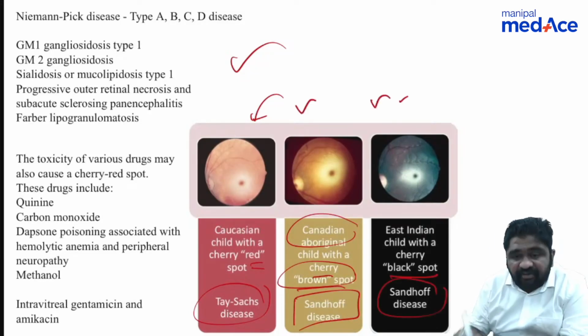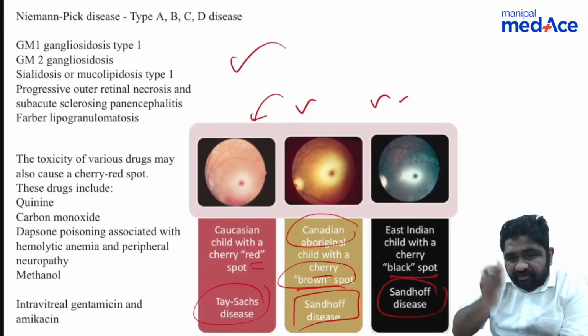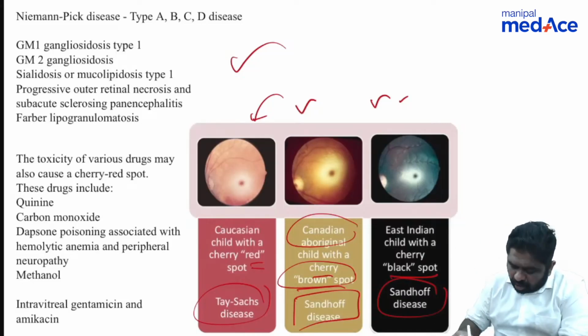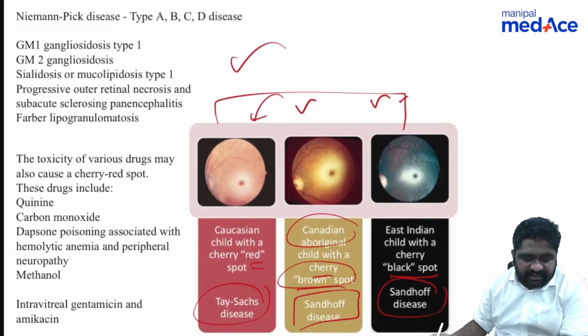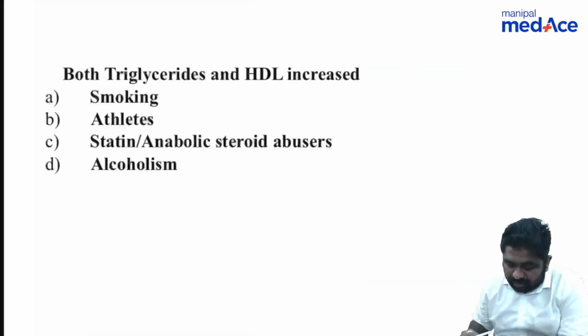These are finer differentiations between each of the diseases. All the 3 can present with cherry red spot. But if it's an East Indian child with a cherry black spot, it is Sandhoff. It is cherry brown spot, it is also Sandhoff in Canada. And if it's a Caucasian, it is Tay-Sachs disease. I hope you will be able to use them in your exam.